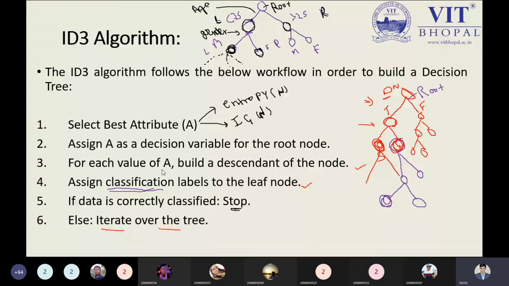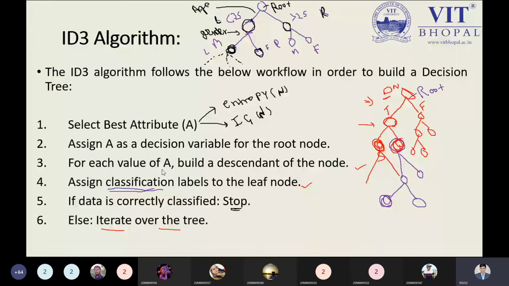ID3 gives various steps. One is selecting the best feature or best attribute. Now the question is, what is the parameter by which you select it? That is a big question. It is not an easy or simple question; it is a very huge question, and it should be clear. The best attribute will be selected by two important concepts: entropy and information gain.